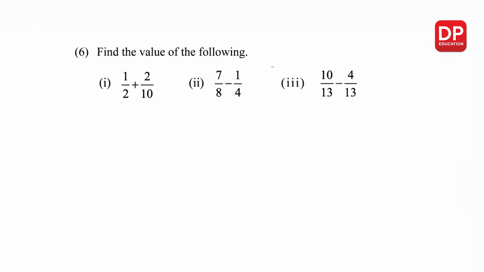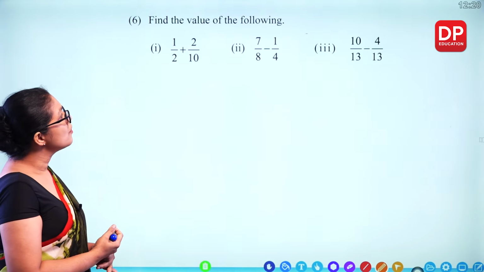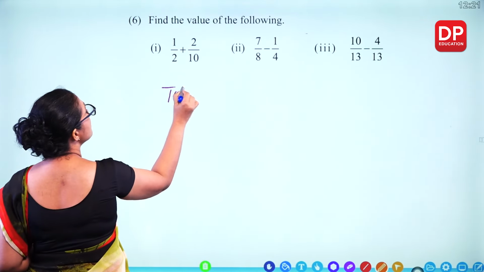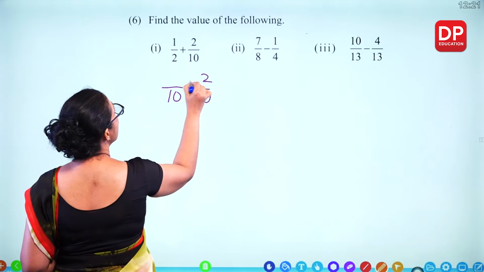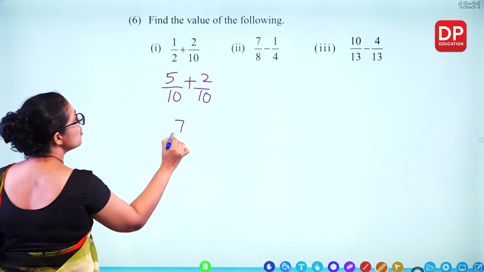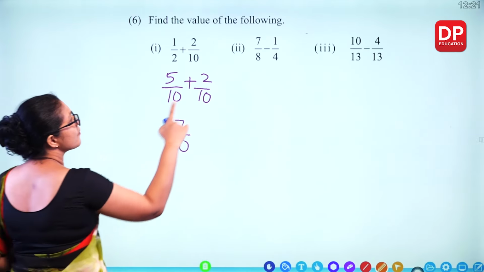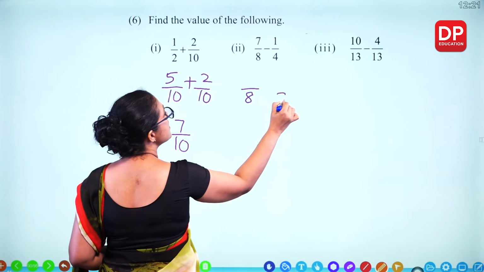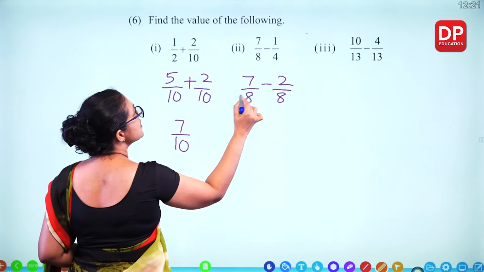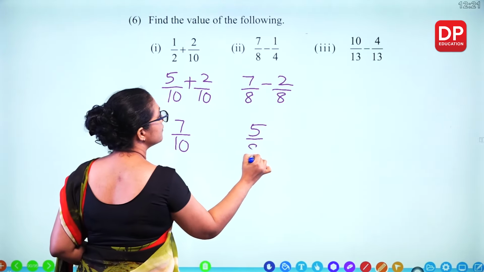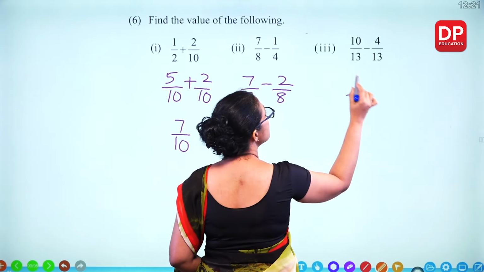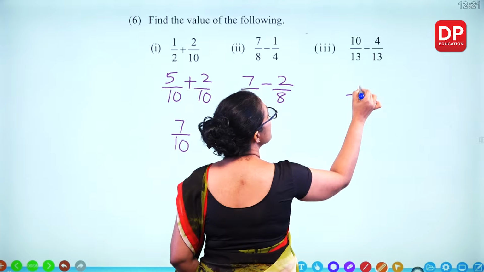Find the value of the following. So the denominators are not the same. So you have to convert. Convert to 10. Multiply by 5. Now you can add 5 plus 2, 7. 8 and 4, common one is 8. Multiply by 2. 7 minus 2, 5. 13 is the same. So just straight away you can subtract. 10 minus 4, that's 6.